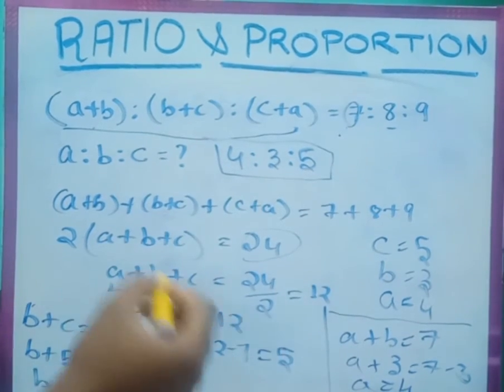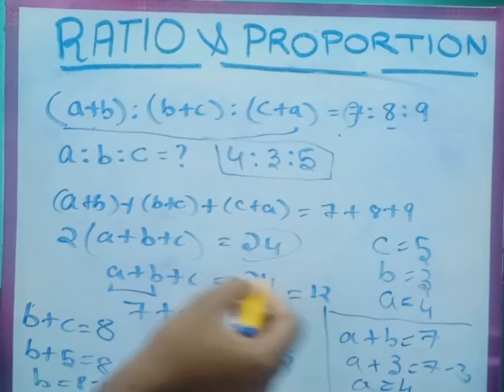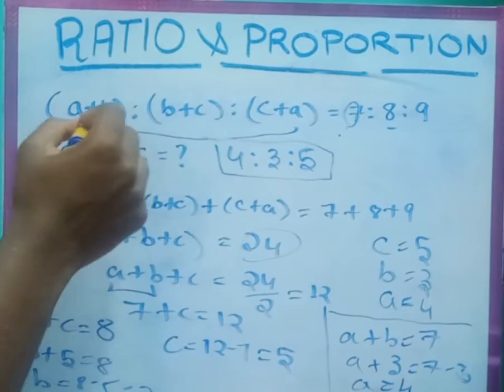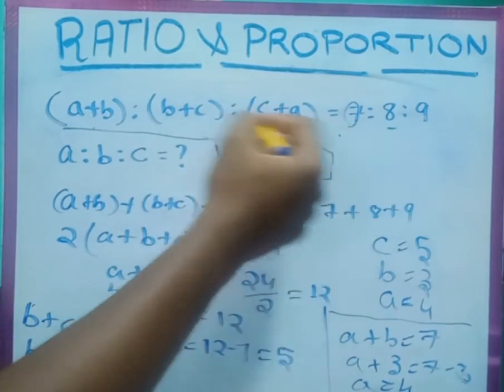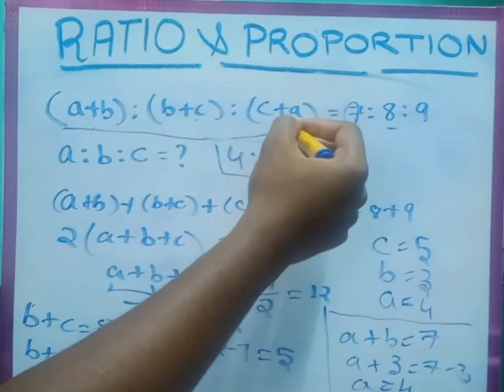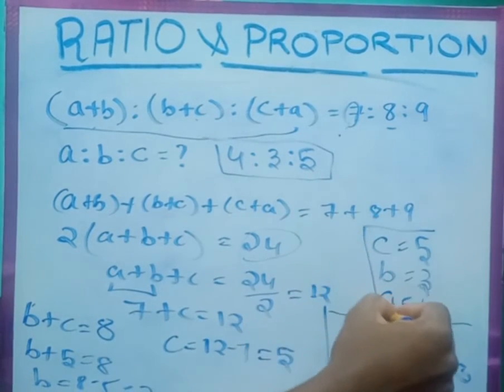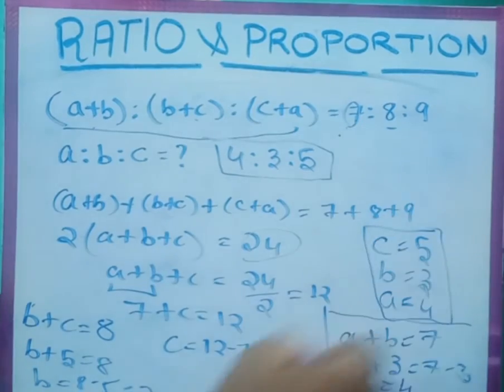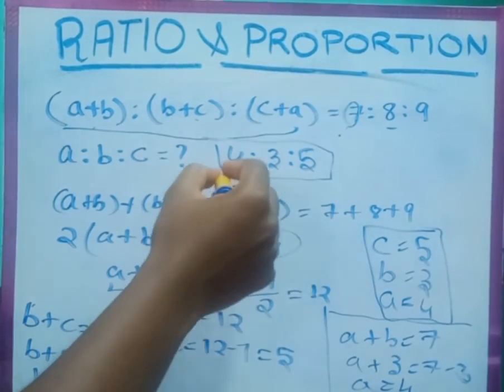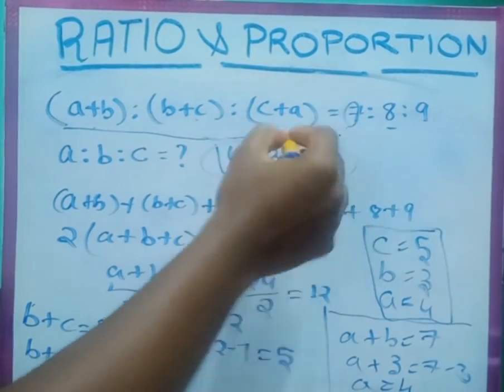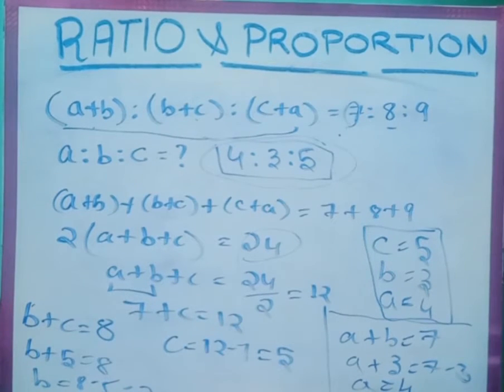Now when we get a plus b plus c is equal to 12, then we know the value of a plus b here, right? a plus b is equal to 7, b plus c is equal to 8, c plus a is equal to 9. Just simply you have to substitute, and do some simple mathematical operations guys. I think you can easily do this. Just substitute these values and find the individual values of a, b and c. Then just write in terms of ratios guys. So that's it. How easy it is guys, right?